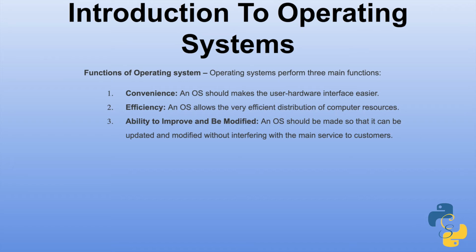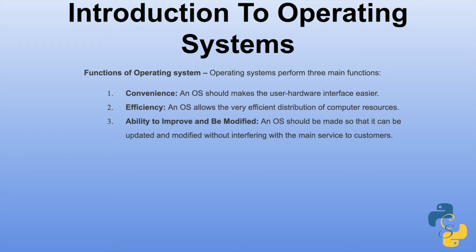Number 2 is efficiency. An OS allows the very, very efficient distribution of computer resources. This should mean that the computer is not wasting any energy where it does not need to be wasted. And this is very, very critical in operating system actual software, because obviously it's not good if your computer dies after 2 minutes because it is not distributing its resources properly.